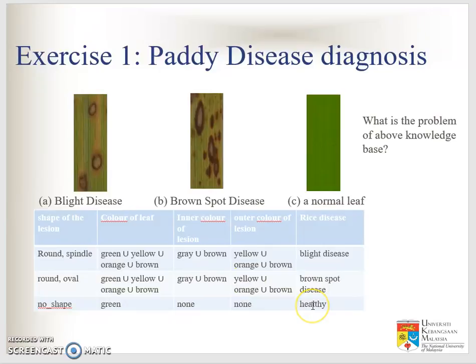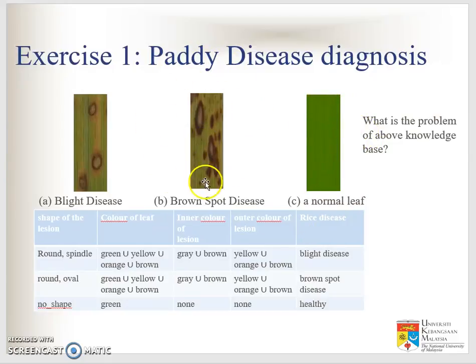Alright, and if it's healthy, that means there's no shape of lesion. Color of leaf will be green, and there is no information about the inner color of lesion or outer color of lesion because there's no lesion at all. So the disease is healthy. So this is a normal leaf, there's no lesion at all and it's green.